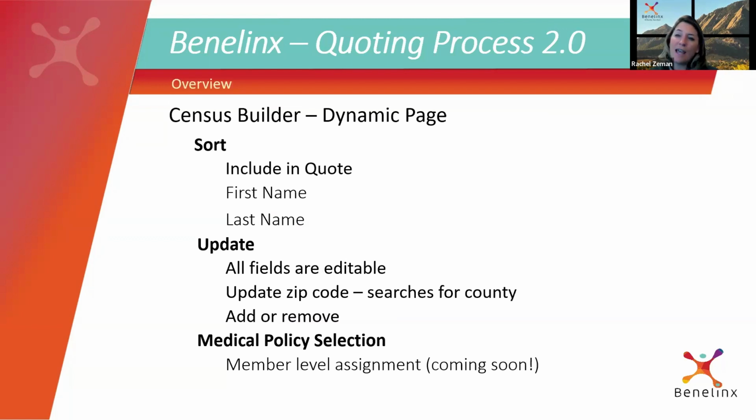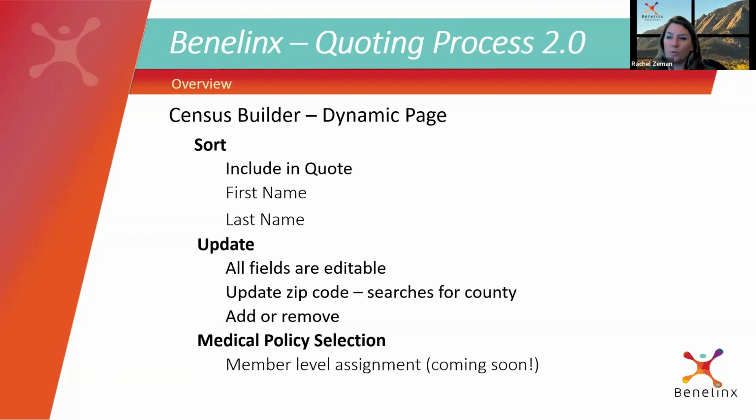Okay. Once I have the census builder, right? Once I've loaded my census, reloaded it, updated, adjusted it, then I'm going to go to the next section, which is now I can actually see it. I'm going to be able to sort. I can sort it by first or last name. I can sort it by quote. Do I have folks on my census that I'm not going to quote? And then all of these fields are editable right on that page.